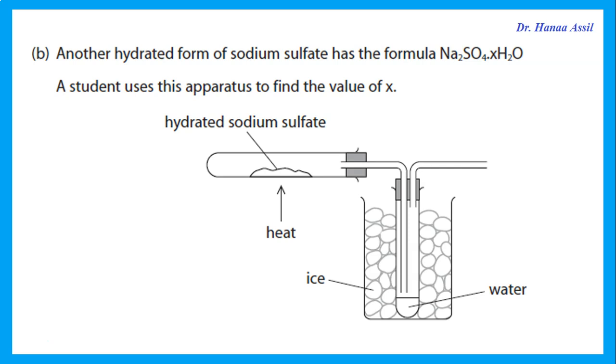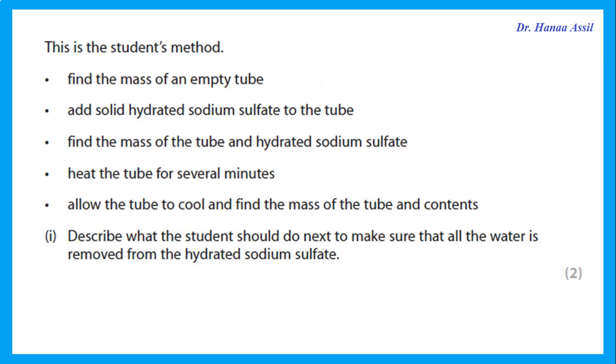Another hydrated form of sodium sulfate has this formula. A student uses this apparatus to find the value of X, so we don't know what the water of crystallization is and we're trying to get it. This is the student's method. Find the mass of an empty tube, add solid hydrated sodium sulfate to the tube, find the mass of the tube and the hydrated sodium sulfate, heat the tube for several minutes, allow the tube to cool, find the mass of the tube and contents.